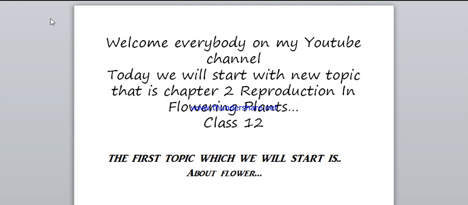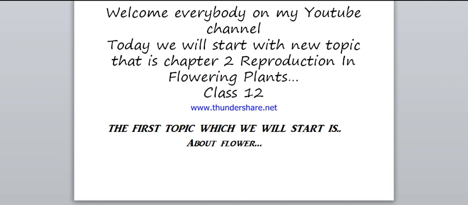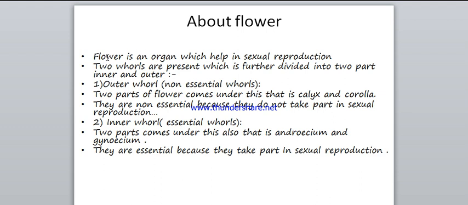Today I am going to provide you quick revision notes for class 12th, chapter 2, that is reproduction in flowering plants. So first we will start with the flower. A flower is an organ which helps in sexual reproduction.